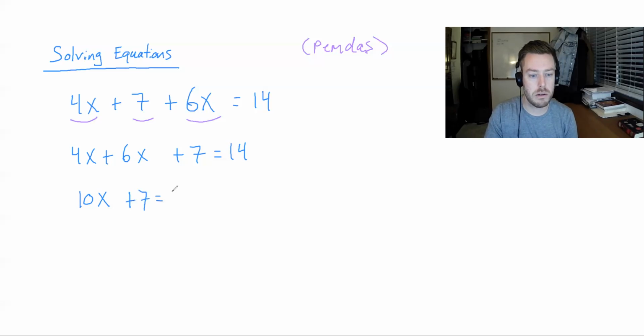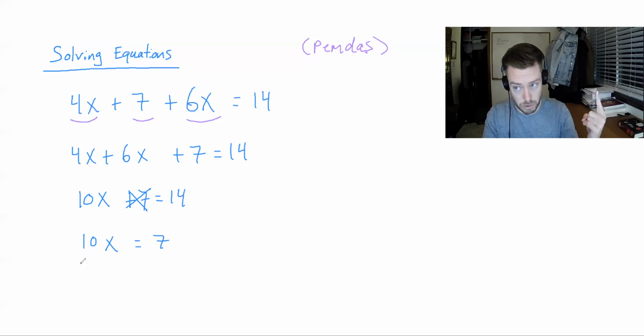Plus 7 is equal to 14. Like the last one, we want to get x by itself. Let's subtract 7. Right? 10x, and I'm going to do this in my head. I know that a positive 7 minus 7 is going to make this 0, and then 14 minus 7 is going to equal 7. And lastly, we're going to get x by itself.